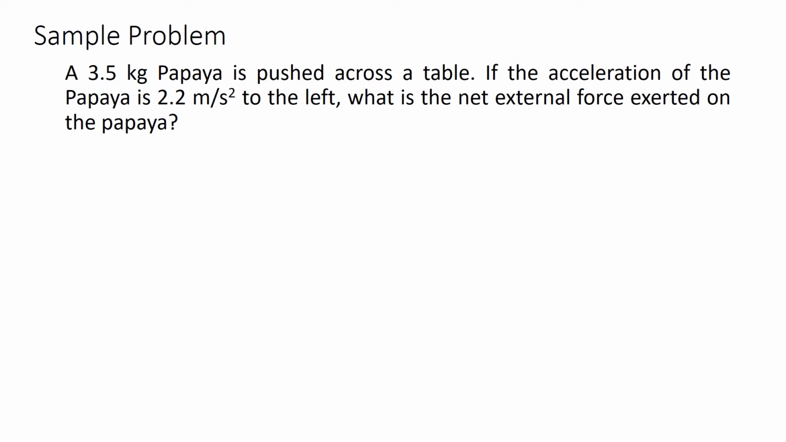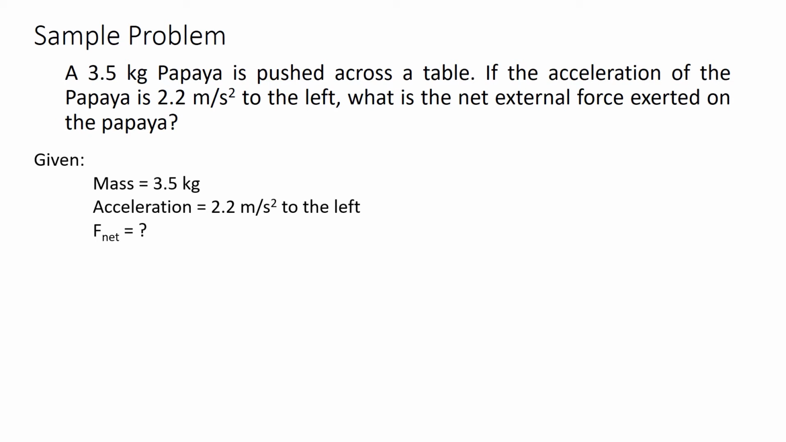So first, we have to list the given values that we have. The given values in this problem are a mass of 3.5 kilograms of papaya and an acceleration of 2.2 meters per second squared to the left, and we are tasked to find the external force exerted on the papaya. Applying this formula, we can also create a free body diagram so that we can visualize what is happening.